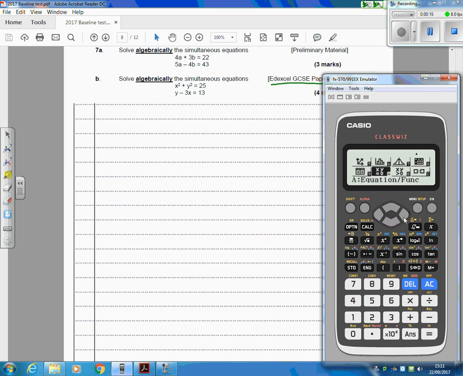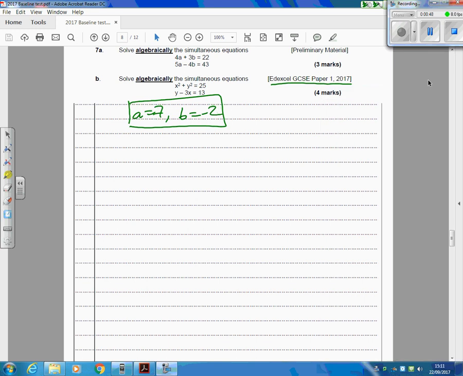It's that same menu we've been going into in Equation Solver, but this time it's a simultaneous equation with two unknowns, an x and a y, or an a and a b here. You just type in the numbers that we're seeing there, 4, 3 and 22, and the other ones are 5, -4 and 43, and it tells you the two answers are 7 and -2. So A equals 7 and B equals -2. We can use that from the calculator, so we now know what we're aiming for.